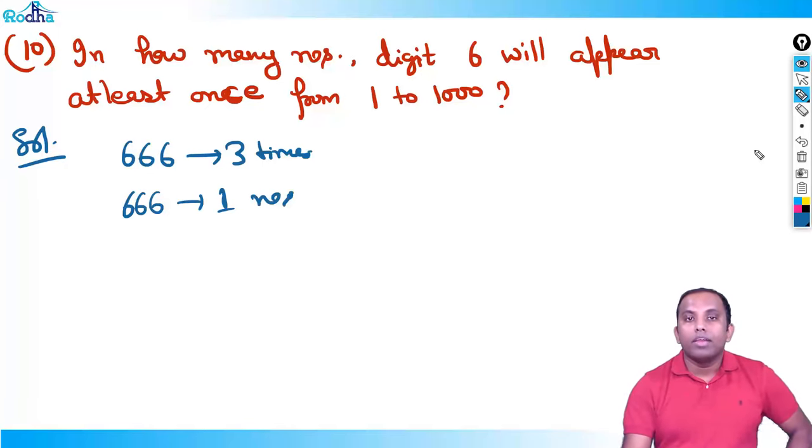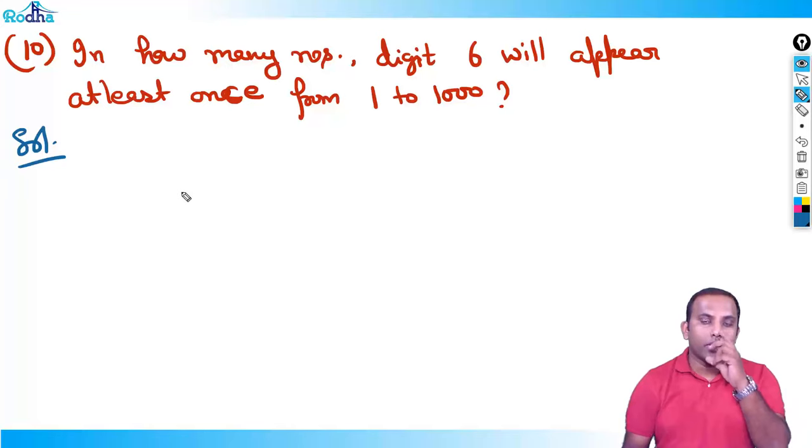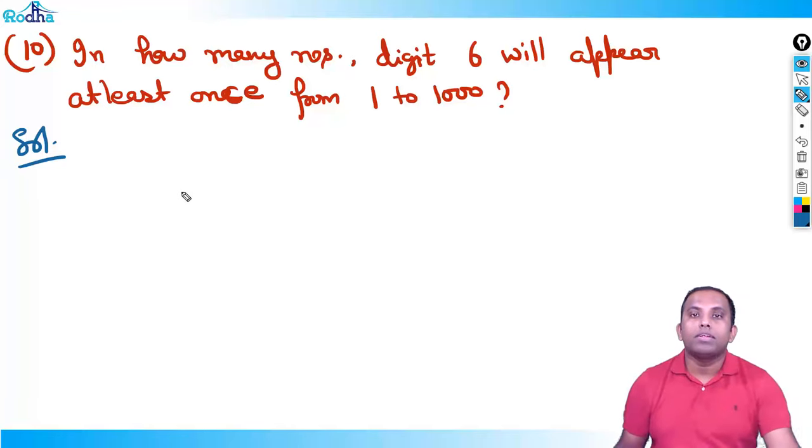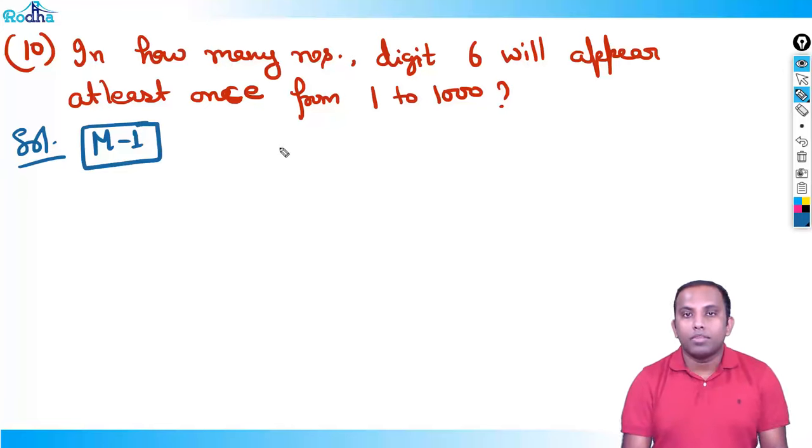See, I'll discuss some methods for this kind of question to have conceptual clarity. All these methods are important for conceptual clarity, but at the end you can select whichever is the shortest method. But all these three methods you should understand. Okay, method one: how many numbers will have digit 6 at least once from 1 to 1000?